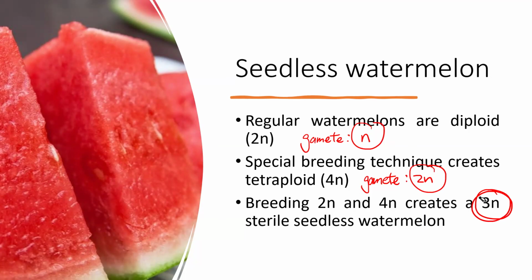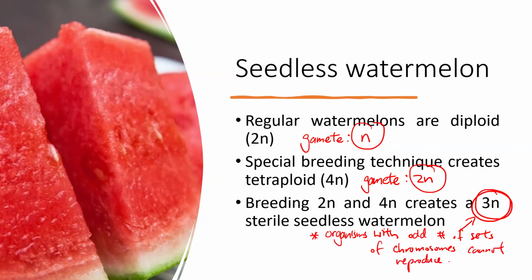They are sterile. Why is that? This is the key point I'm trying to make here. Organisms with an odd number of sets of chromosomes cannot reproduce sexually.